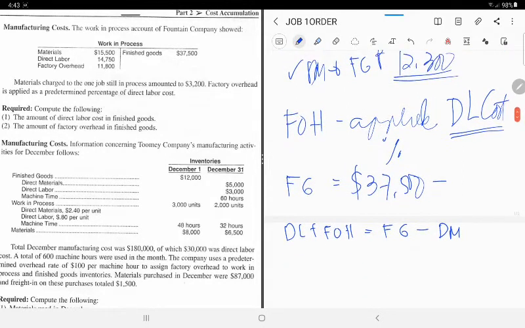How much is that? You have 37,500 less the 12,300 we solved. So your conversion cost is equal to how much? Very good, 25,200.